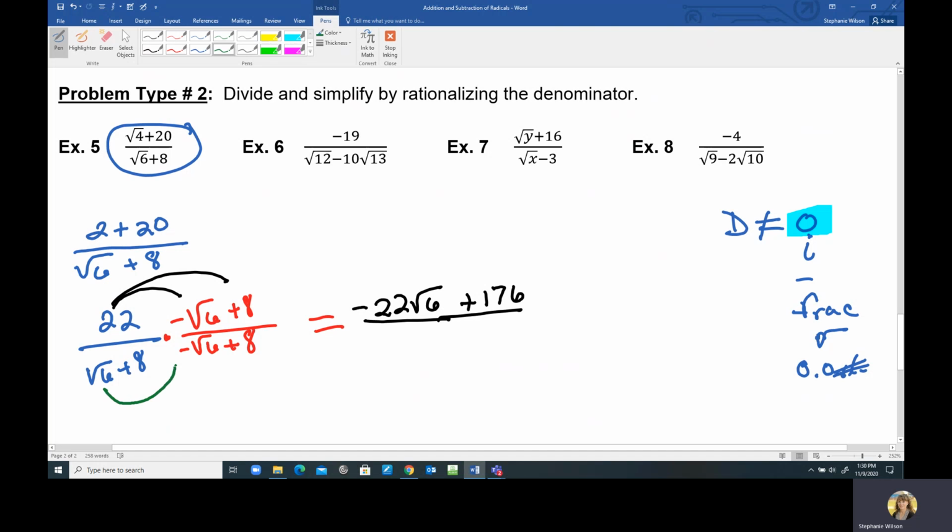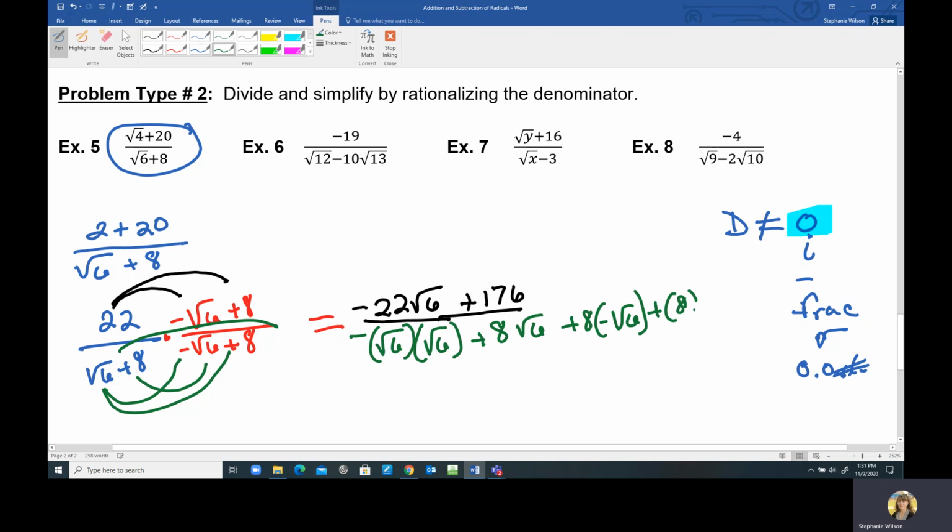The bottom says we're going to take the first times first. Well, that's a square root of 6 minus the square root of 6. So it's a negative, right? Because negative times positive is a negative. And that means I got square root of 6 times square root of 6. And then I'm going to say the positive 8 times the square root of 6. And then let's do the positive 8 times the negative square root of 6. And then we'll do the last, plus 8 times positive 8. So now we got a lot going on. Now we just got to clean it up.